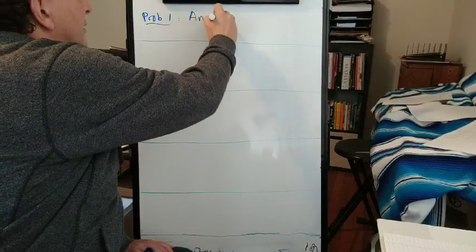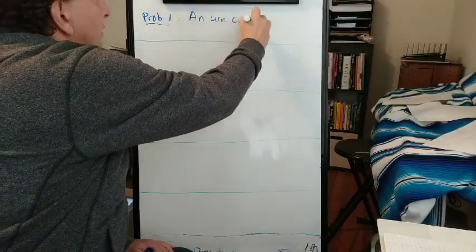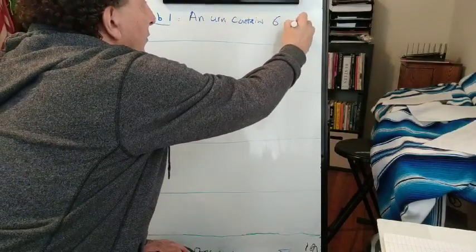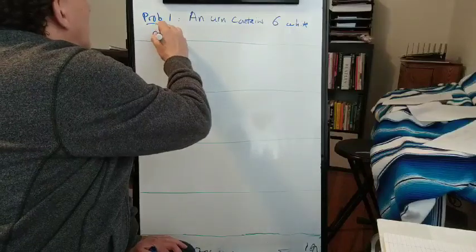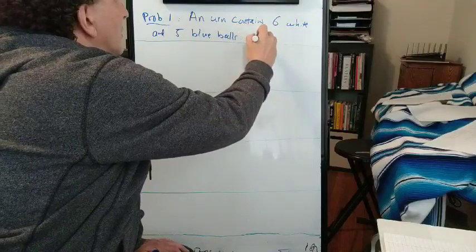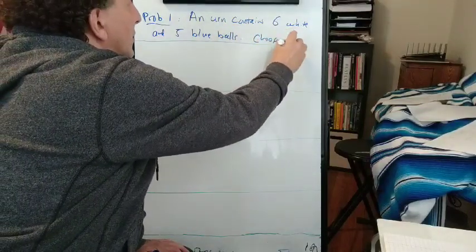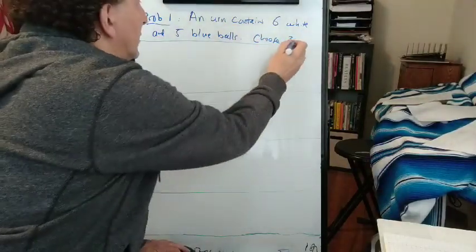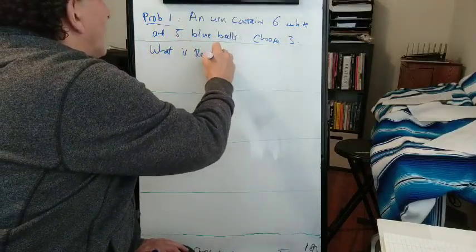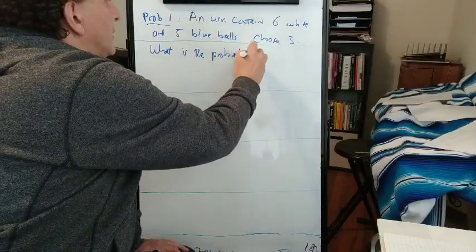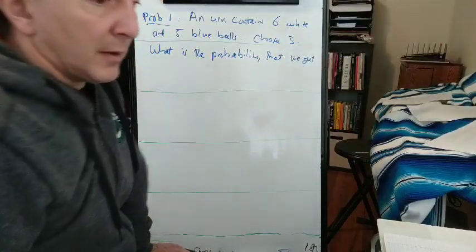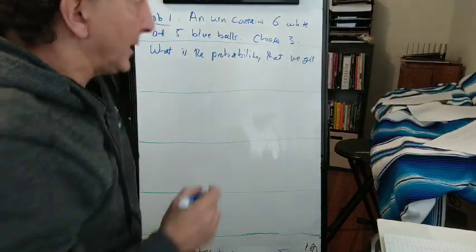Let's say we have an urn which contains 6 white balls and 5 blue balls. Let's choose 3, and ask what is the probability that we get 1 white and 2 blue.